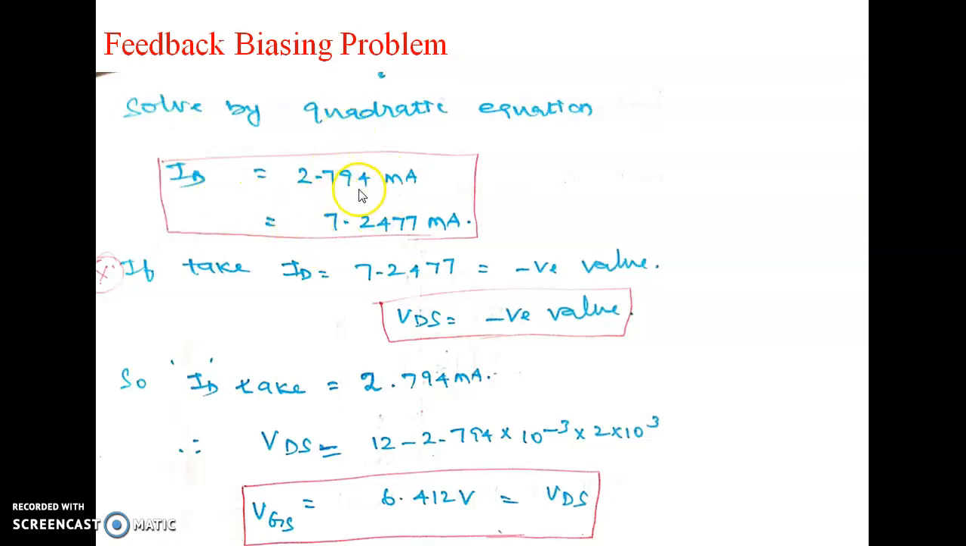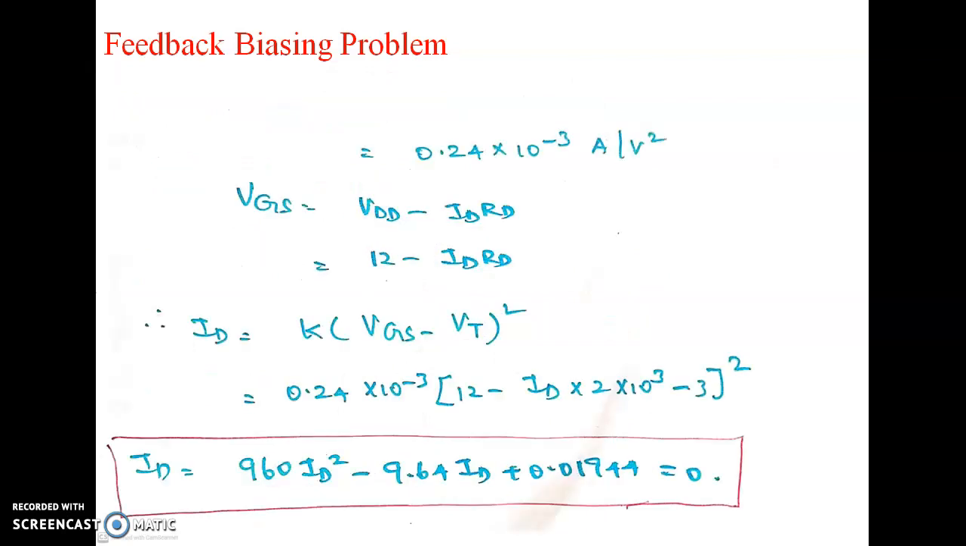I am getting two values here. If you take the first value of ID, I am getting a negative value of VDS. So this value is invalid because VDS should be positive. So next, take the second value of ID, substitute here and find the value of VDS. Once you know VDS, you can easily find VGS, because these two are the same in this feedback circuit. So this is one way of solving the feedback biasing problem.